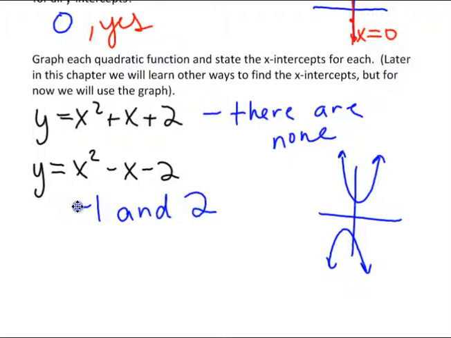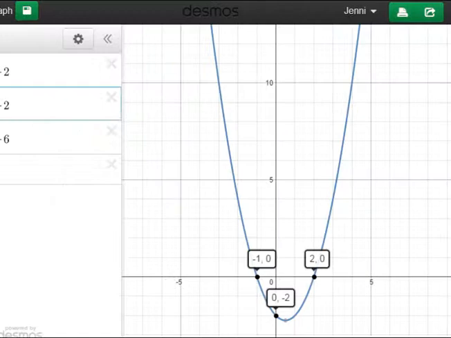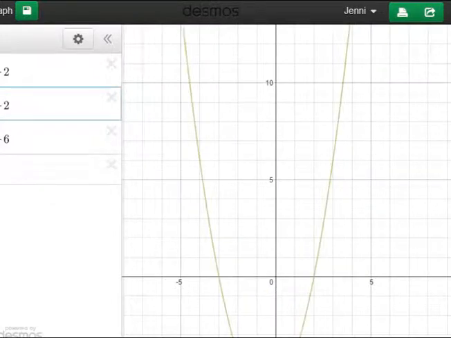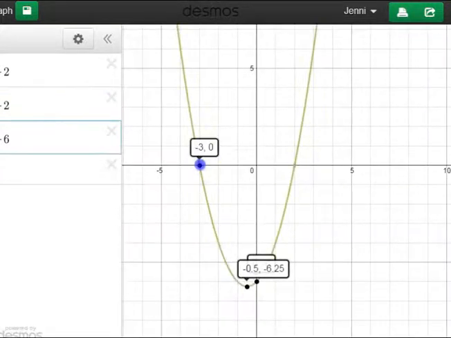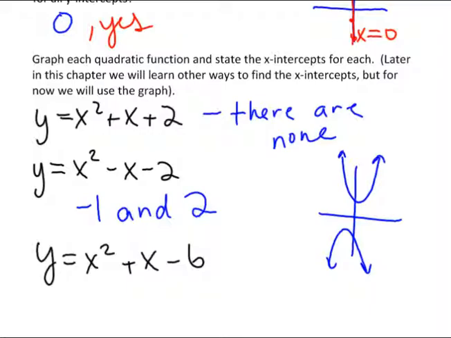And then the last one we're going to look at is y equals x squared plus x minus 6. We're going to graph that one right here. We have a couple of x-intercepts. We have one right here at negative 3 and another one right there at positive 2. So this is another one that has two x-intercepts. They are at negative 3 and positive 2.